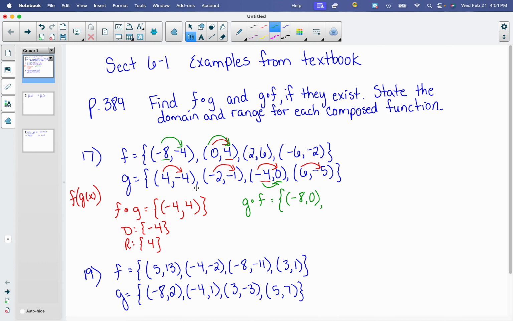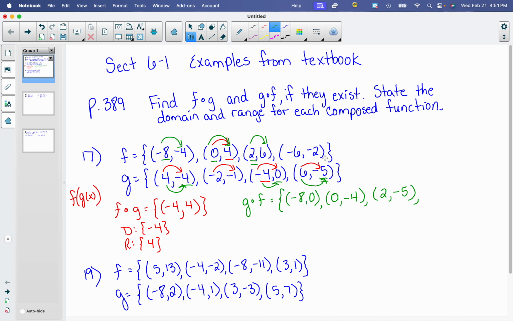So I'm looking down here for a 4, and here's one. 4 goes to negative 4. So I started with a 0, ended in a negative 4. So that goes in my set. Next, I'm going to go to the 2. So 2 goes to 6. So I'm looking down here for a 6, and I have one. 6 goes to negative 5. So I started with a 2, ended with a negative 5.